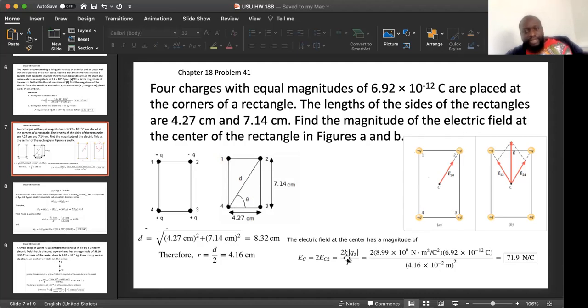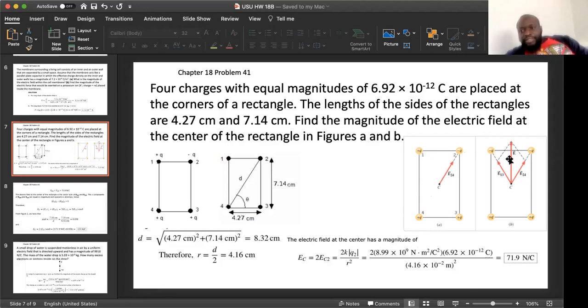Take Q times K over R squared. So they have the same charge. So the electric field at the center for this first one is just going to be twice the electric field due to any one of them, just multiply by 2 because they combine together in that direction. So when I combine those 2 together, I get this. So that is my electric field in that direction. So that's the magnitude of the electric field combined together in that direction.